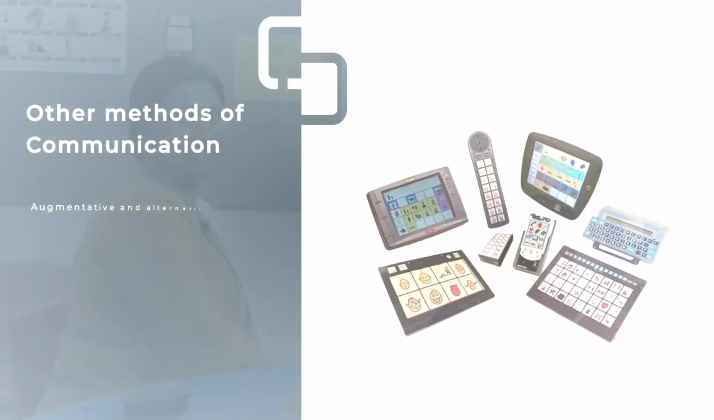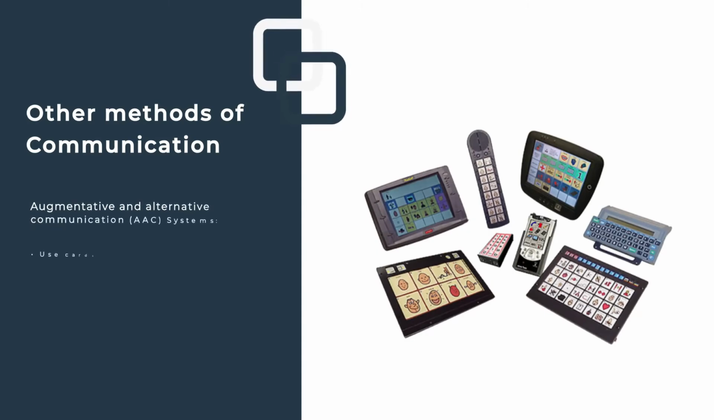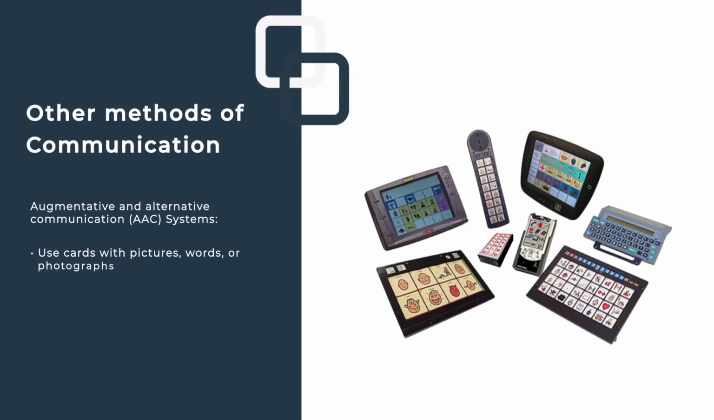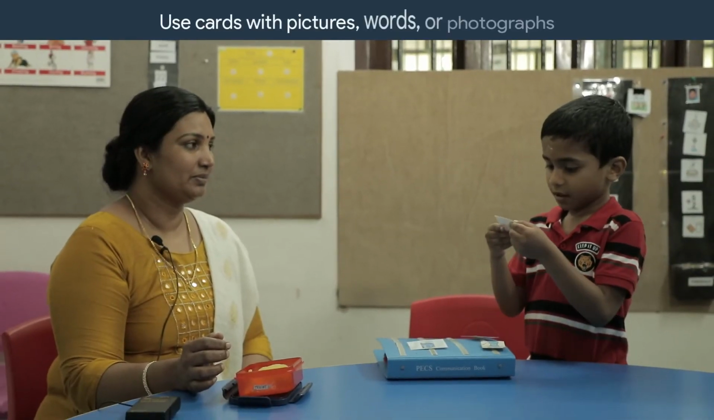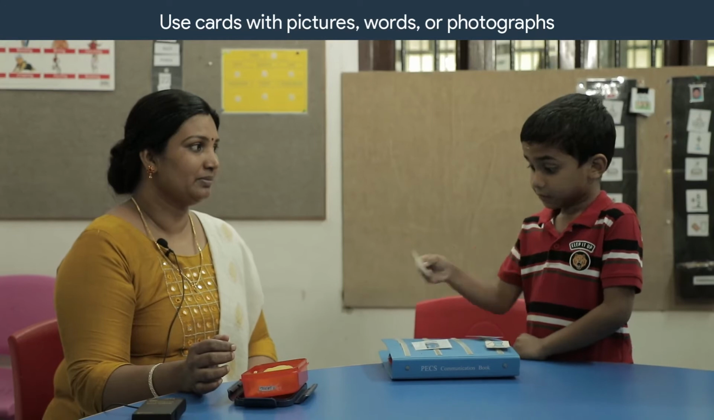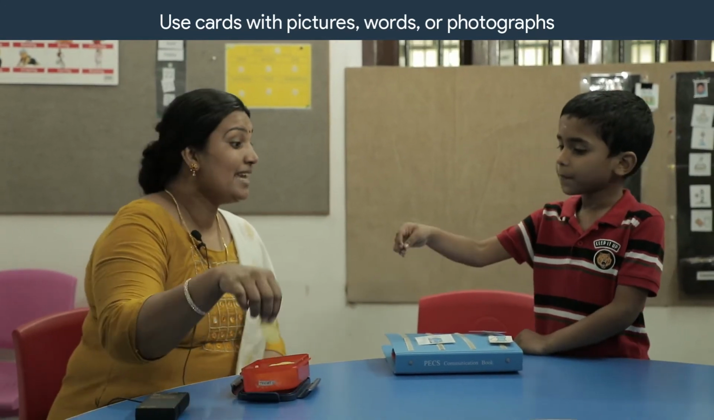Very good. Alternative communication system. Use cards with pictures, words or photograph of the items that the child likes and encourage the child to request or ask questions. Chips.